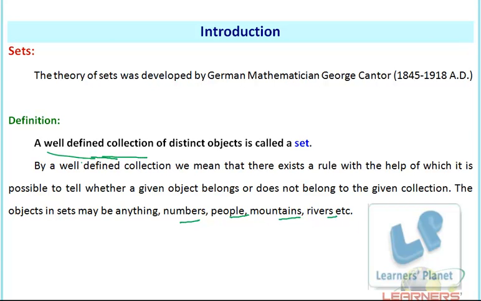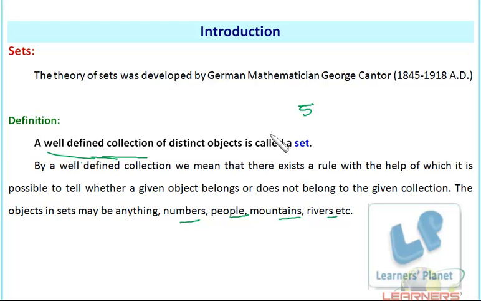Suppose I tell you set of natural numbers, right? Now that is a well-defined collection of numbers. Now what is the definition of a natural number? The number should be a whole number, and it should not be zero. So that is the definition of a natural number, right? Now suppose we have number 5. Now I can clearly say that it belongs to natural numbers, right?